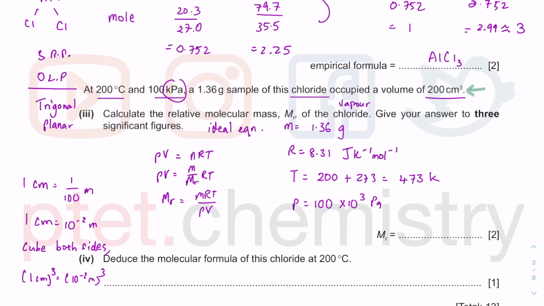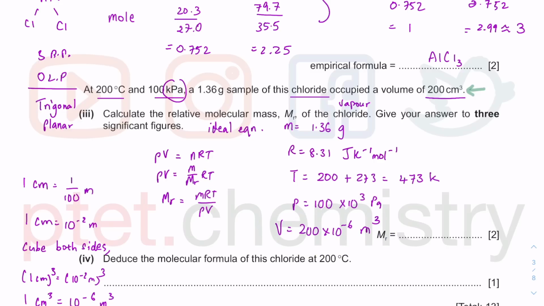So when I cube both sides, I get 1 cm cube equals 10 to the minus 2 cubed, which your mathematics will have told you is 10 to the minus 6. So to convert cm cube to meter cube, I need to multiply by 10 to the minus 6. So the volume there is 200 times 10 to the minus 6 meter cube. I better write down the unit properly, otherwise I'll make a mistake.